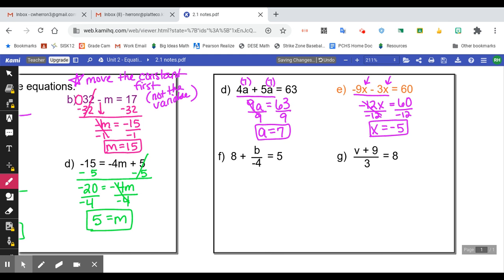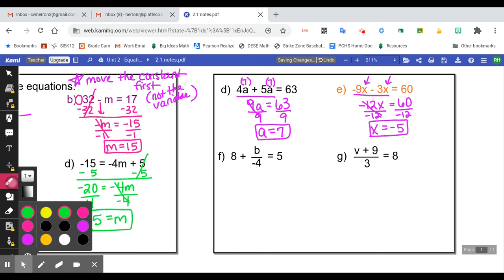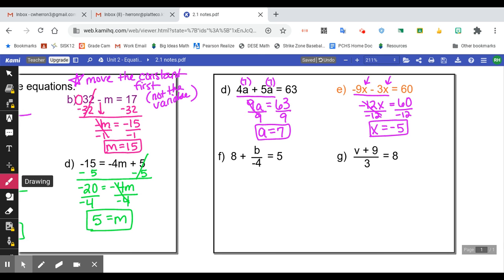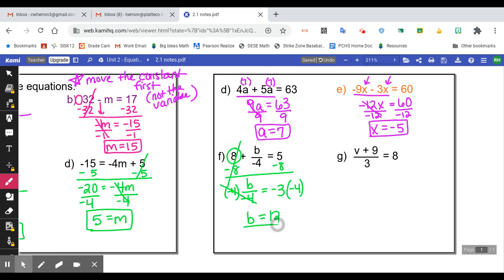Okay. F has a fraction or division and a constant here. So a little bit of the same, but we have to still get rid of this number out here first. If it's a positive, I'm going to subtract it. So I have b over negative 4 equals negative 3. When I'm dividing by negative 4, that means I have to multiply to get rid of it. So these cancel, and I have b equals positive 12.